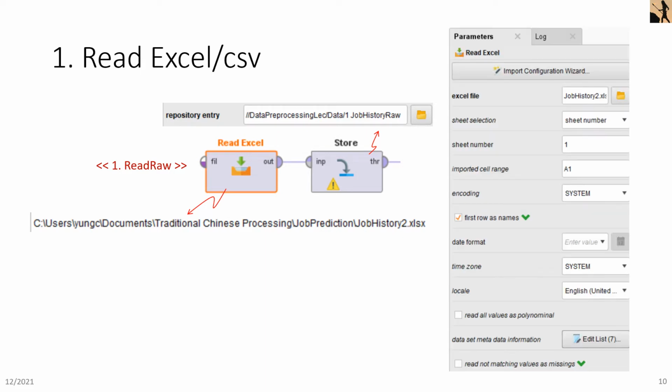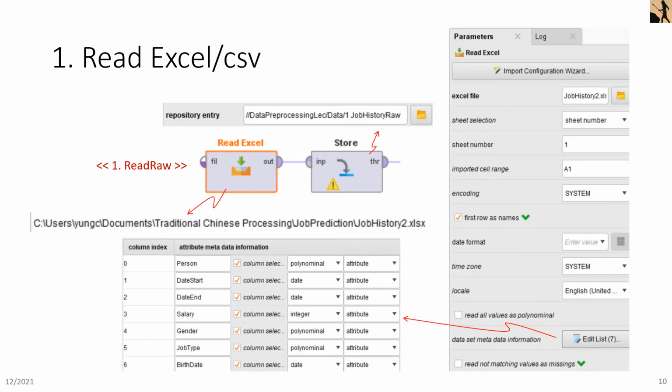RapidMiner is fairly robust, or intelligent, you may say. As long as you have the first row as the column names, it will usually catch most of the metadata. This particular entry in the list is, of course, empty at the beginning. But once you successfully read in this input file and click on it, it will show you all the attributes that RapidMiner has caught, with the right types.